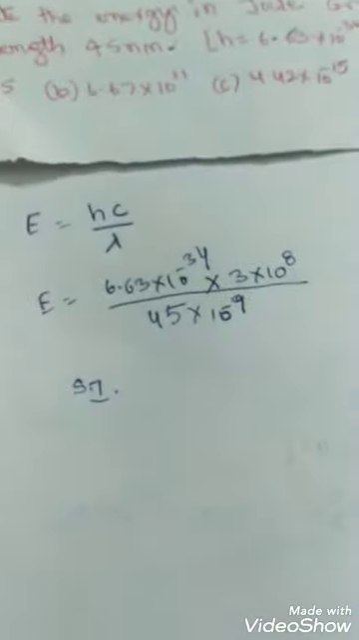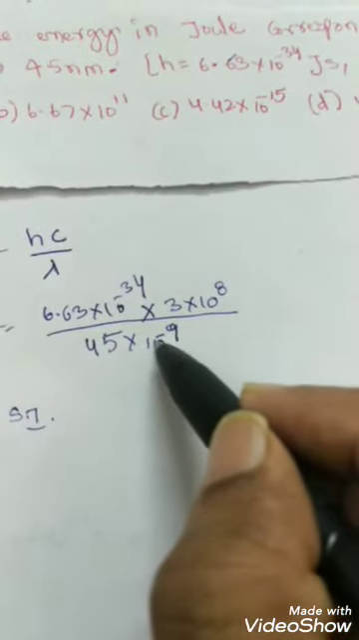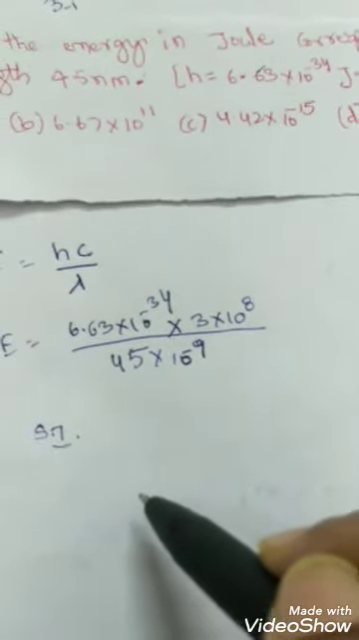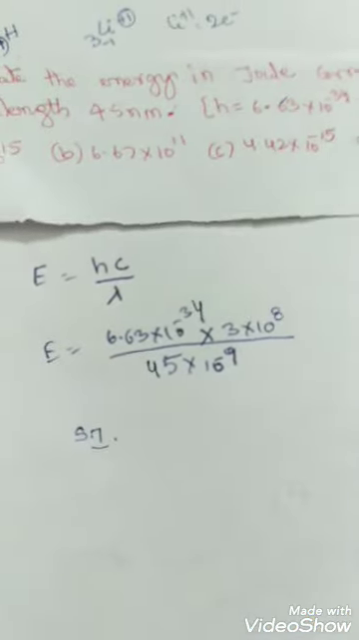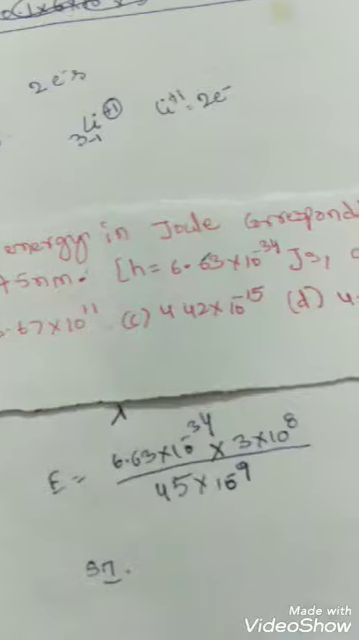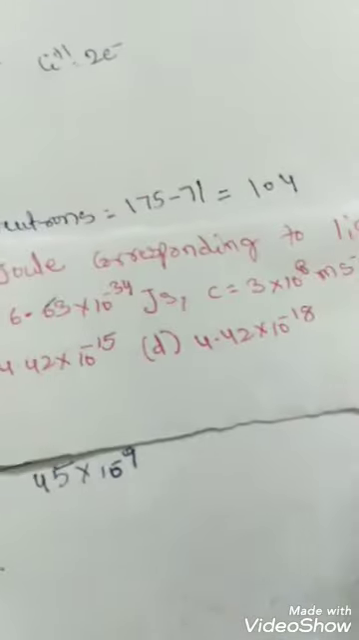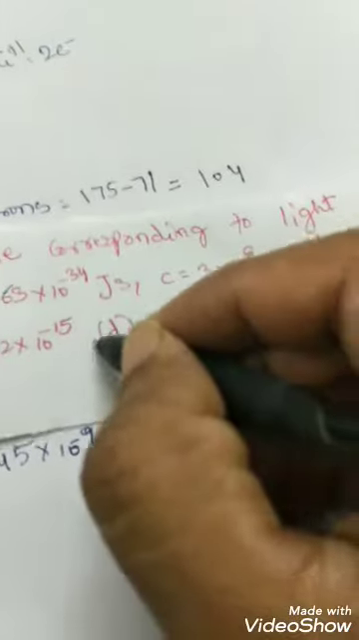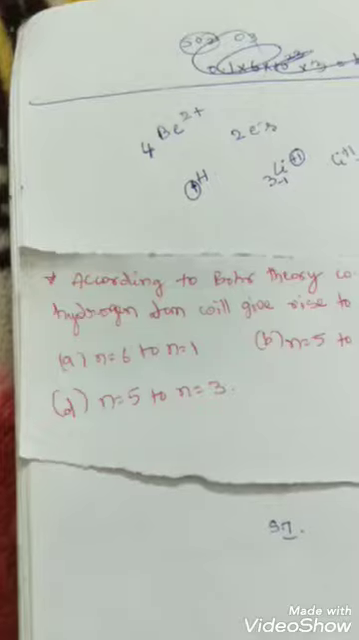There are nanometers and angstrom units; we can convert into meters and centimeters. So 1 nanometer equals 10 power minus 9 meters. Okay, so you try to calculate and choose the answer. After the calculation, you should get the value, option D, 4.42 into 10 power minus 18.